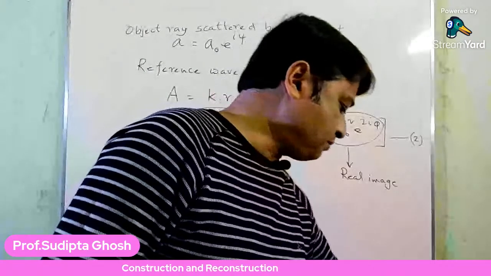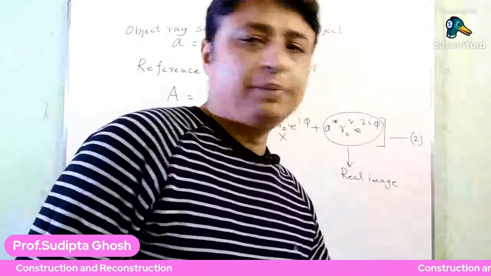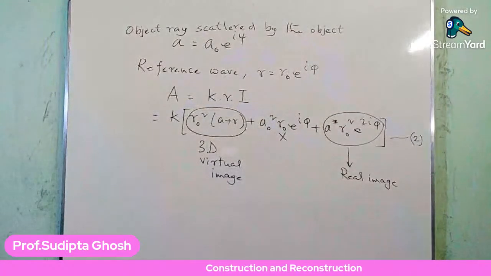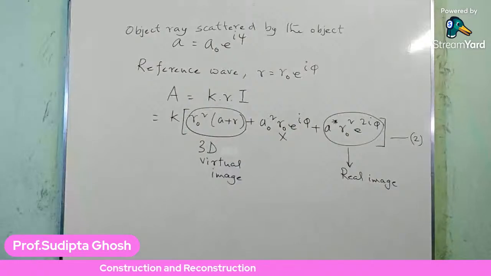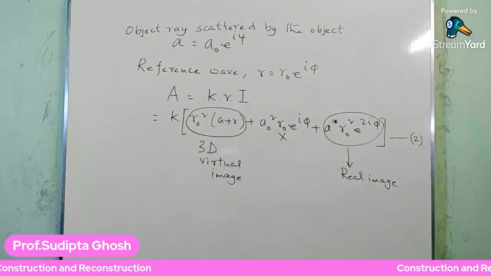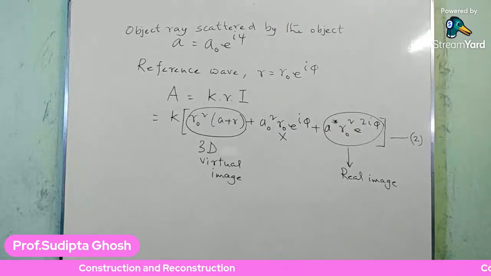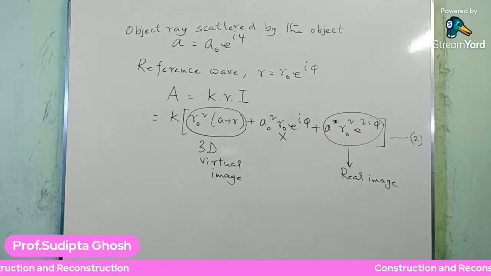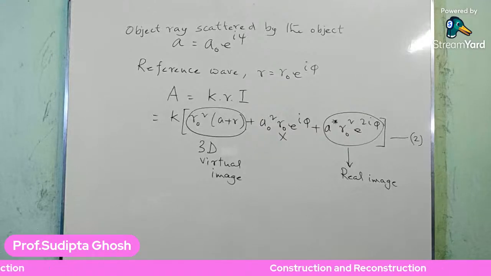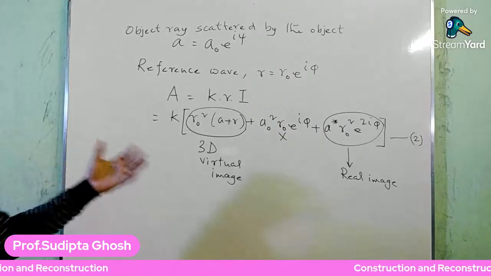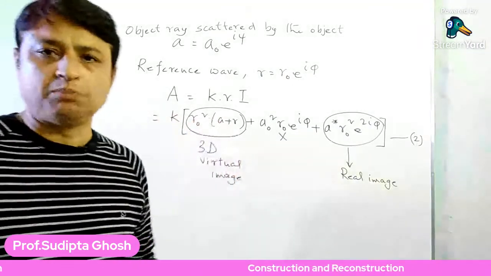Now at the last part of this lecture, as the construction and reconstruction is done, we have to talk about the application of holography. Where does it find application? Now holography, what we found, gives a three-dimensional idea of the object.